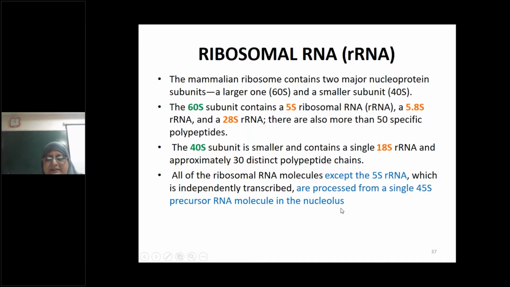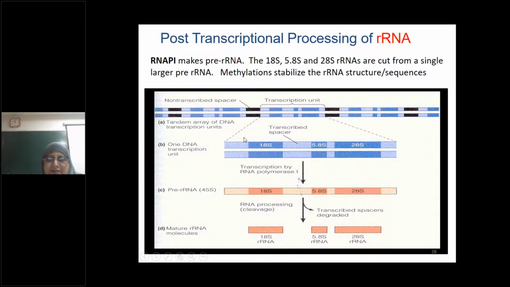So we will see here what is happening for the post-transcriptional processing of the ribosomal RNA. This pre-ribosomal RNA, the primary transcript, is formed by RNA polymerase 1. The 18S, 5.8S, and 28S rRNAs are cut from a single larger pre-ribosomal RNA, and methylation helps to stabilize the structure. You can see this is the pre-RNA 45S, and these are the different ribosomal RNAs over here. They will undergo cleavage to form the mature ribosomal RNAs. So you have the 18S, 5.8S, and 28S.